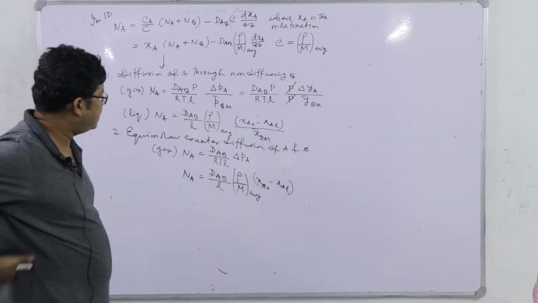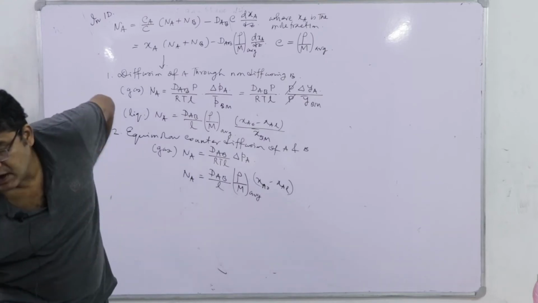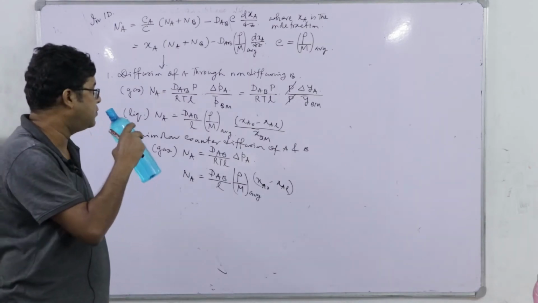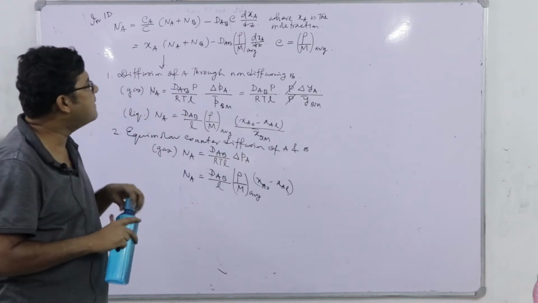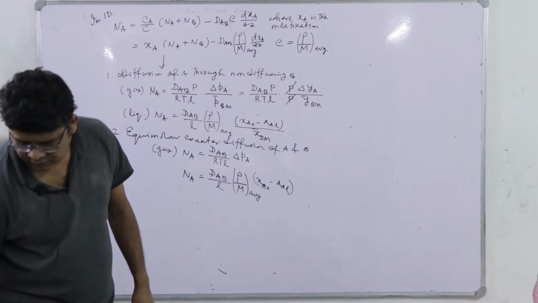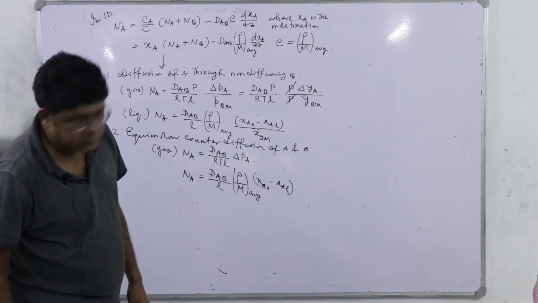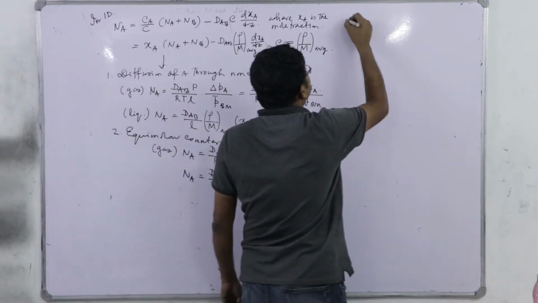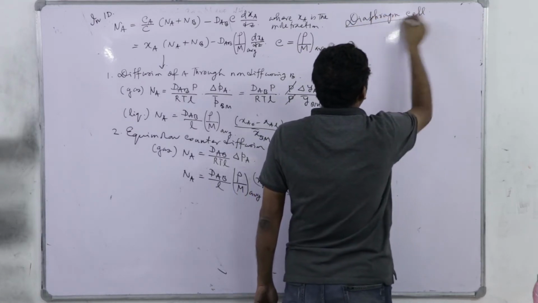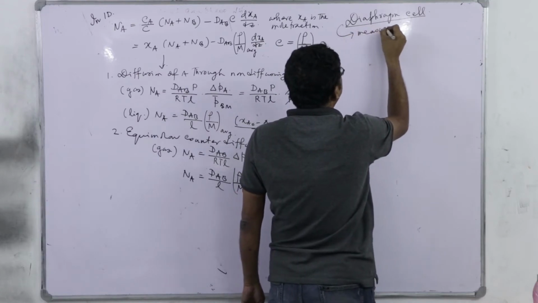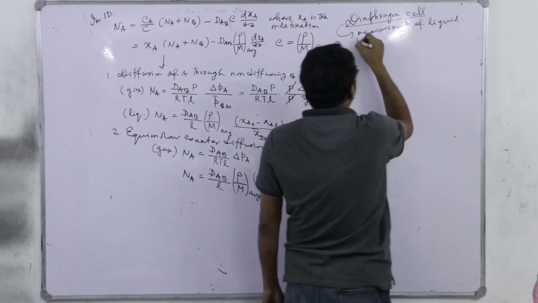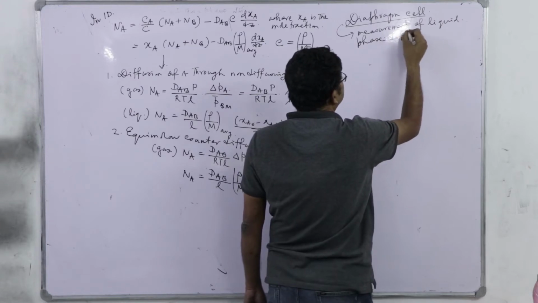Now, the immediate question arises next, how can this Dab be measured? Just like in case of gas, we have discussed the twin bulb and the Stefan tube methods. In case of liquid, how can it be measured? This we can do in something called a diaphragm cell. Measurement of liquid phase diffusivity.